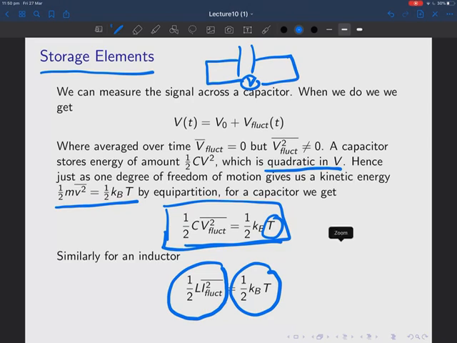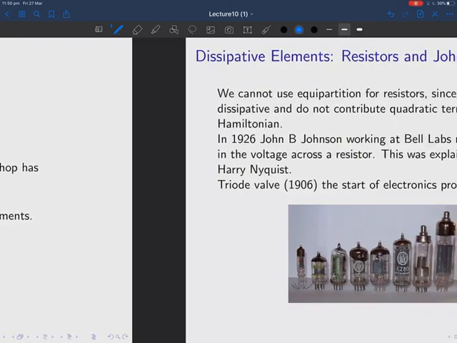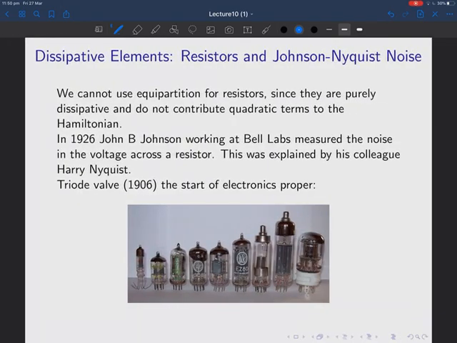Okay. Now, you can, of course, reduce that noise by cooling things down towards absolute zero, and that's what you do in some experiments. You cool your antenna collecting the signal, and this noise can go away. All right, so that's for storage elements. That's for inductors and capacitors.